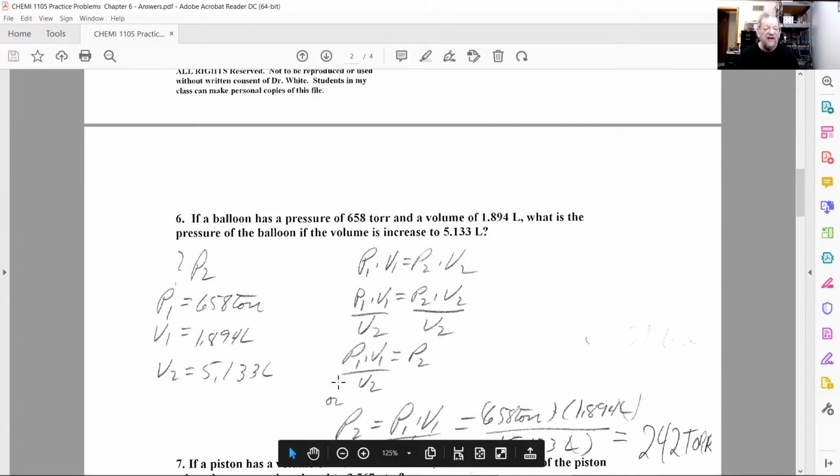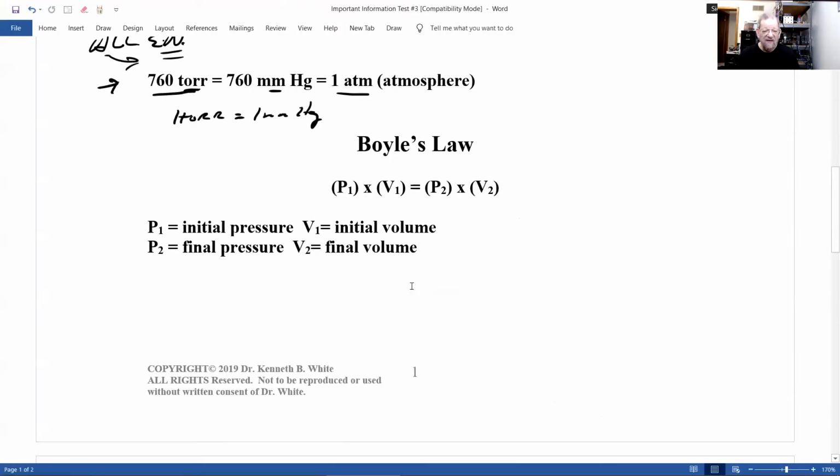We're dealing with a balloon and pressure and volume, that's gas. And if you look at the important information for test number 3, in the past, I'd have students memorize this. You don't have to. It's Boyle's Law, and Boyle's Law deals with only pressure and volume. It's P1 times V1 equals P2 times V2. The initial pressure is P1, the initial volume is V1, the final pressure is P2, and the final volume is V2.